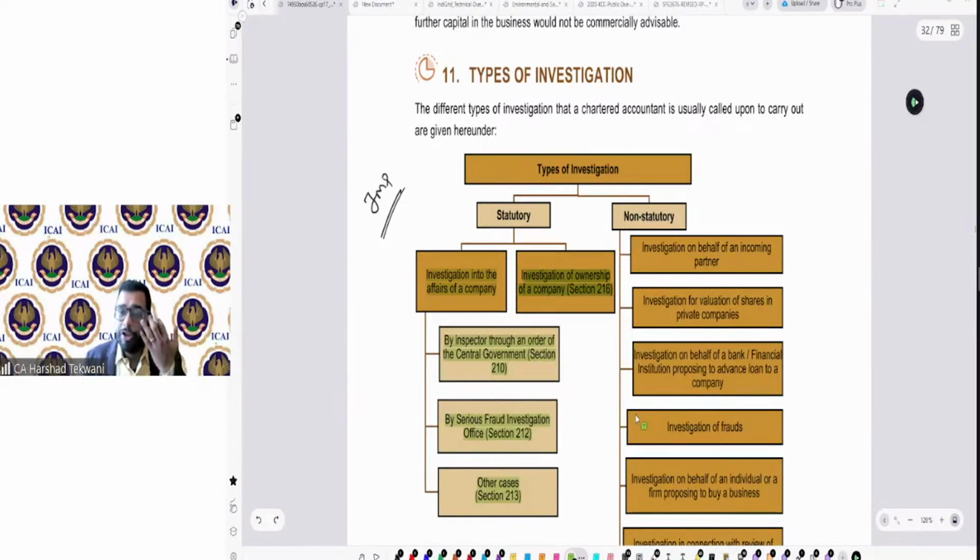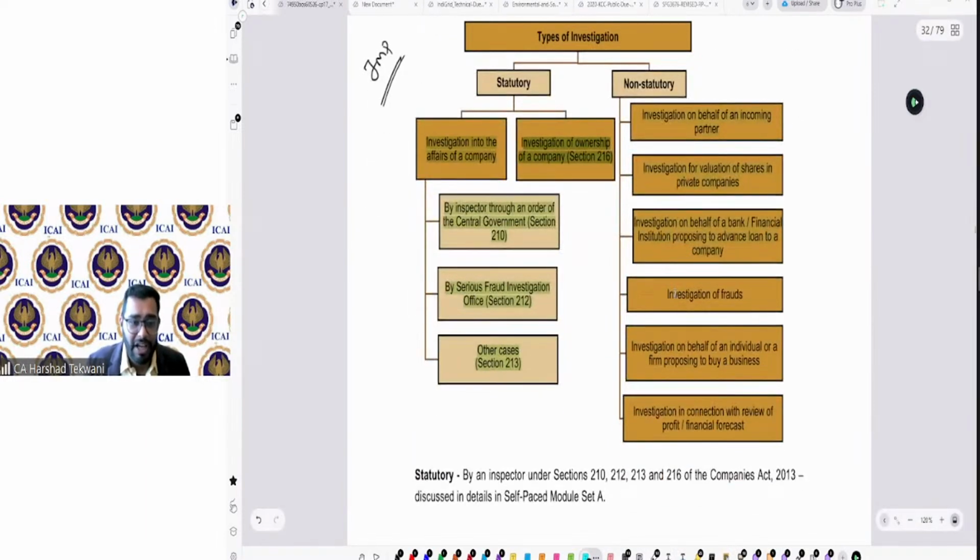Non-statutory investigations can be done on the request of a particular stakeholder. Let's say, for example, an investigation on behalf of an incoming partner, an investigation for valuation of shares in private companies, an investigation on behalf of a bank or financial institution proposing to advance a loan to a company, an investigation of frauds, an investigation on behalf of individuals or a business firm proposing to buy a business, or an investigation in connection with the review of a financial forecast or profit. Now these can be the various types of investigations.